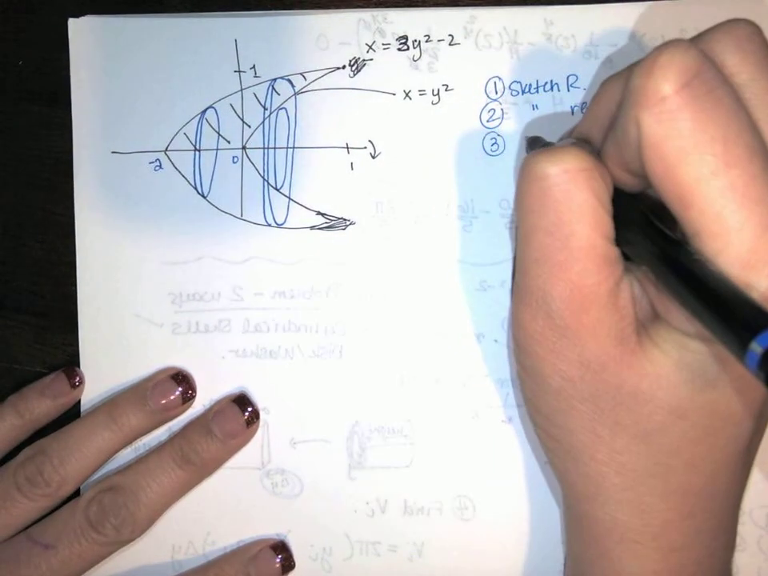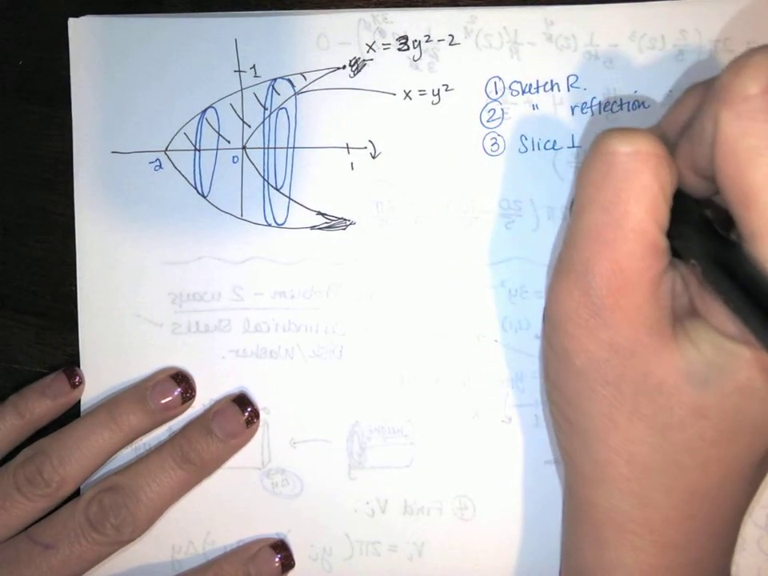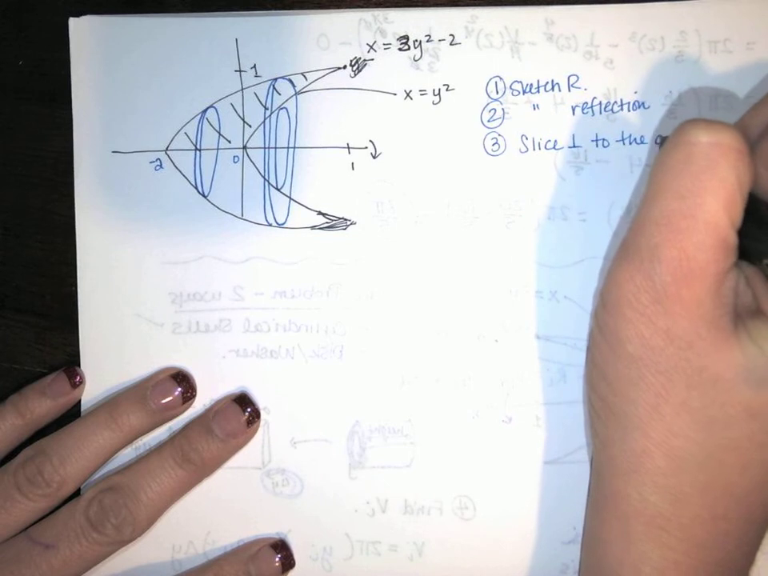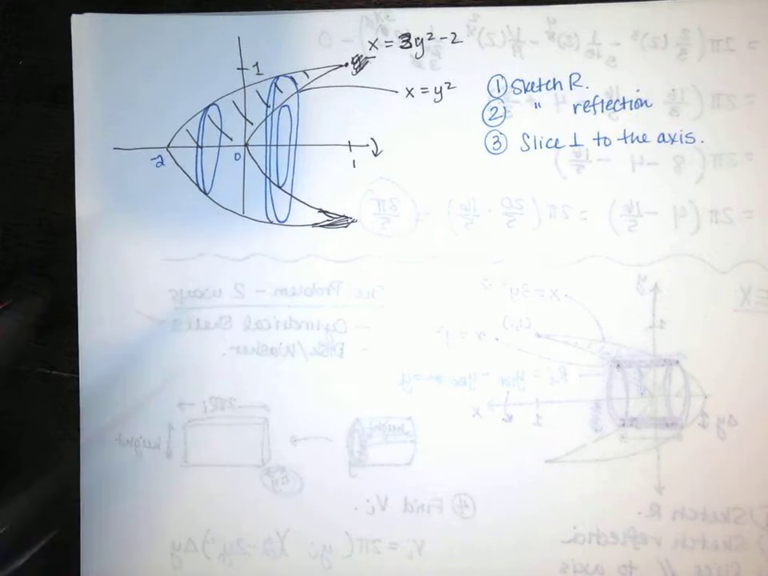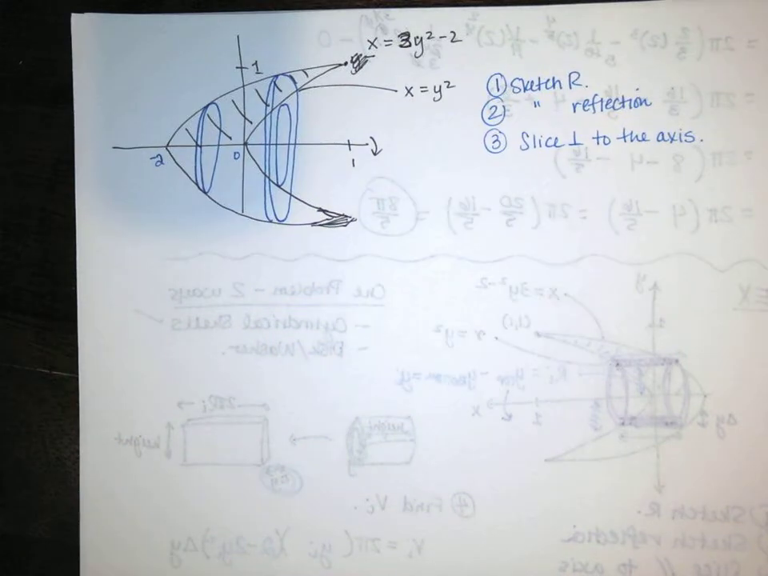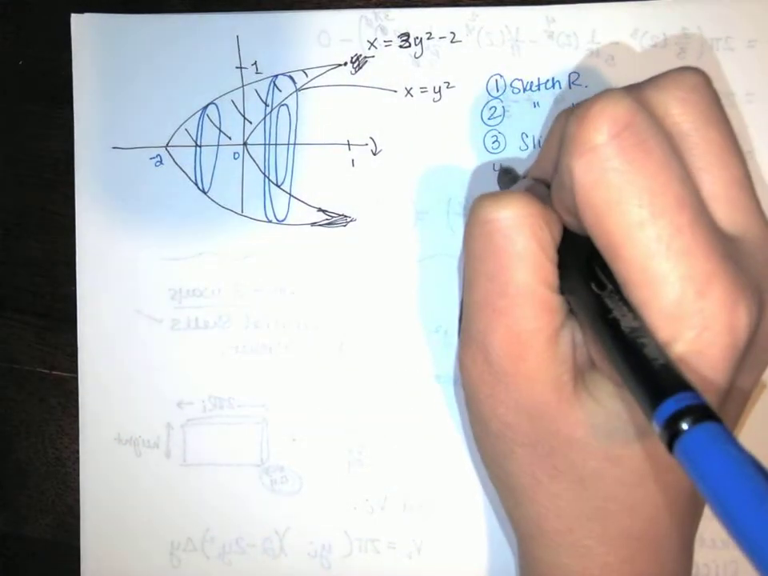So we sketched a reflection. For disks and washers, you slice perpendicular to the axis. And when you slice perpendicular to the axis, in this case, you end up with disks for a while and washers after a little while longer. So you've got to decide between disks and washers, and we've already done that.